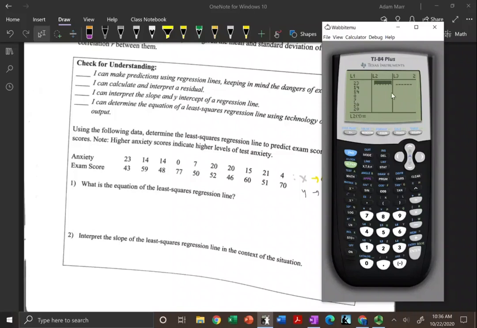Now let's go to Y, which is going to be our exam score, and that's going to be put in L2. So let's do it. We have 43, 59, 48, 77, 50, 52, 46, 60, 51, and 70. All right, very good. Again, make sure everything's lined up and that you put everything in correctly. I think it looks pretty good.